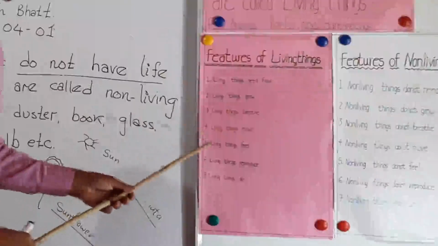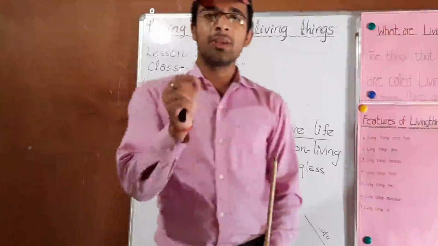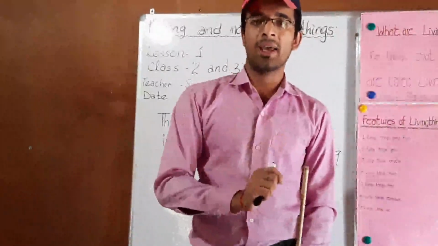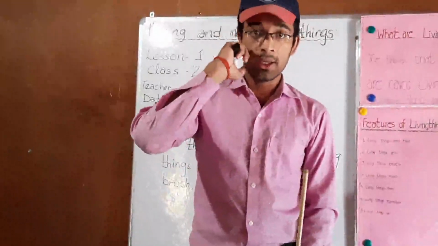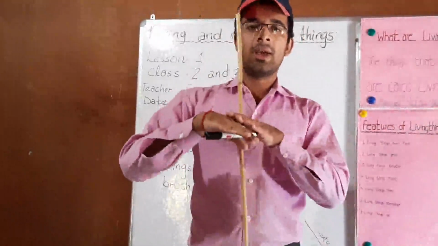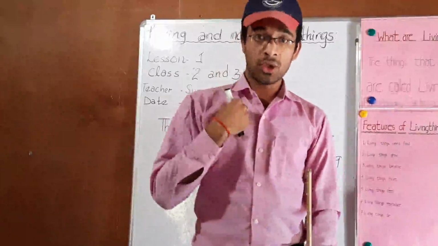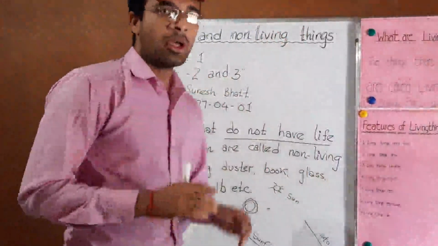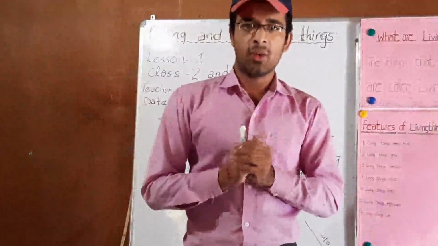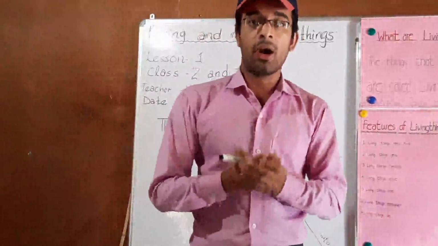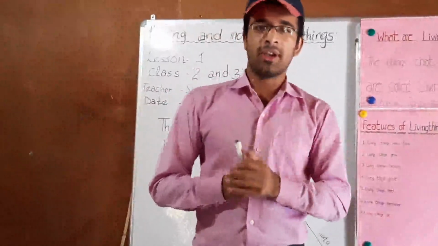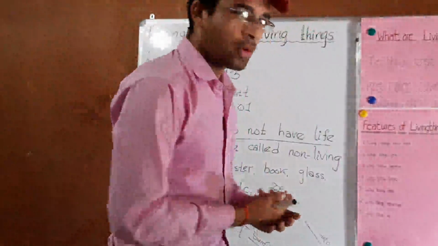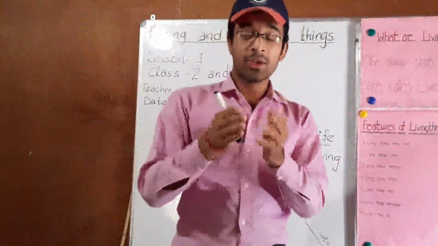Next, living things feel. All the living things have five sense organs. Like me, I am a living thing. I have five sense organs: nose, eye, ear, tongue, and skin. They help us to feel. Some examples: if we touch some hot thing, what happens? We feel hot. If we drink hot tea, what happens? We feel very hot in our mouth. So, all the living things have a capacity to feel.